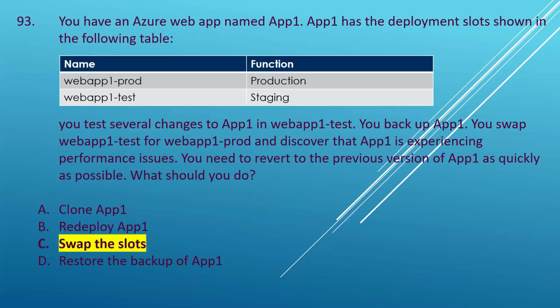Now, as soon as you click the swap button, the reverse swap is initiated. This will effectively revert your production slot back to the previous version that was in web app 1-test, which was your backup. This process allows you to quickly revert to the last known good state without the performance issues. The other options, which are cloning, redeploying, or restoring the backup, might be valid approaches in different scenarios. But given the context of swapping slots and the need for a quick rollback, using the swap the slots option with reverse swap is the most appropriate choice here.